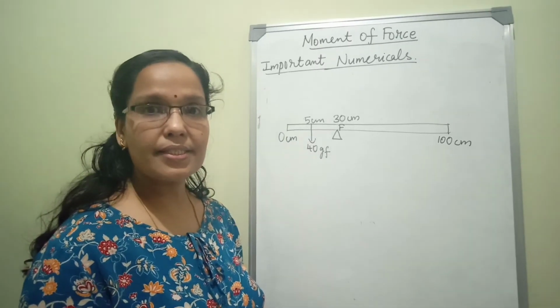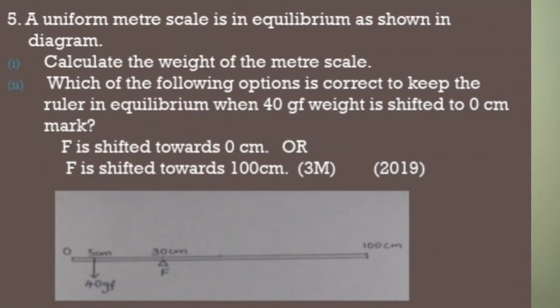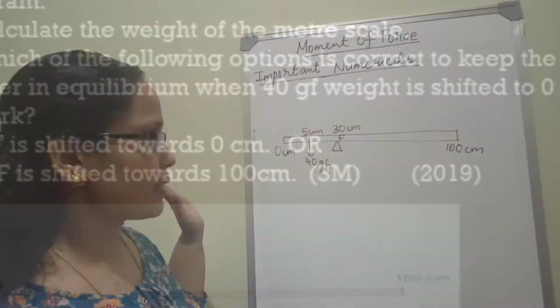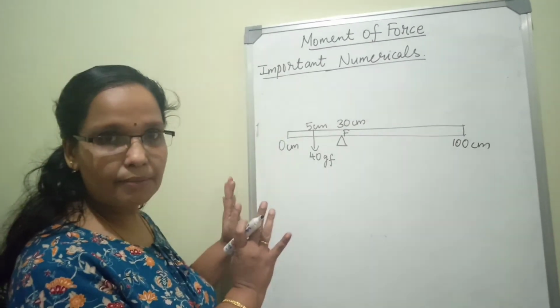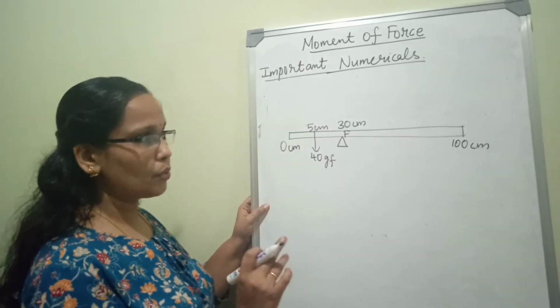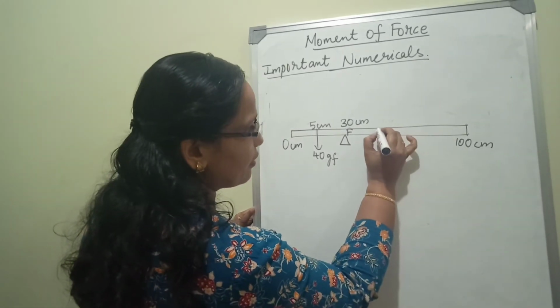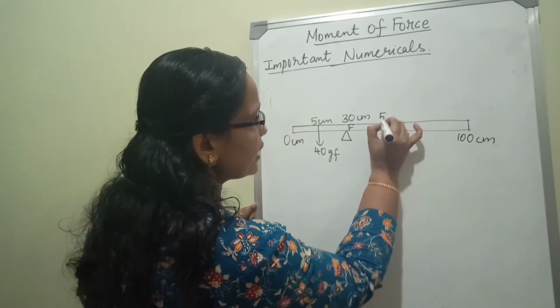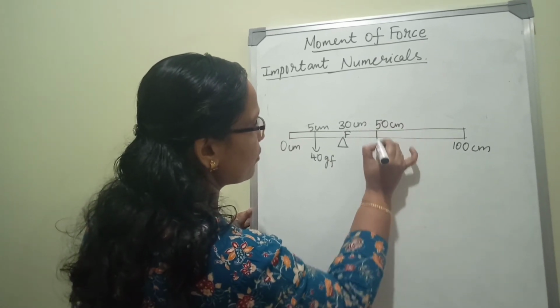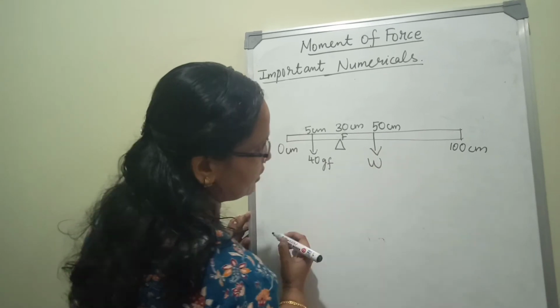Our next question is from the 2019 question paper. A uniform meter scale is in equilibrium as shown in the diagram. The diagram is given here. First question, calculate the weight of the meter scale. We have to find the weight of the meter scale. They have given this much in the diagram. In the previous question also I told you where the weight will be. It will be at the center of gravity. That means at 50 centimeter we have to consider the weight W.